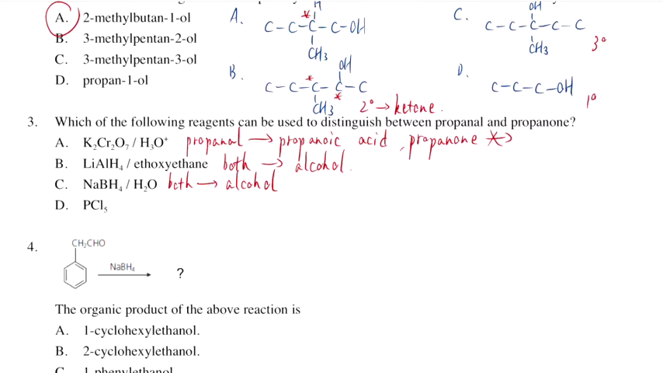And finally, the last one, PCl5. Although we didn't learn this in our syllabus, PCl5 will react with both of the compounds. For propanol, we have CC, again I will not draw the hydrogens here. So for that one, it would turn into this with Cl. And again, you need to fill in the rest with hydrogen.